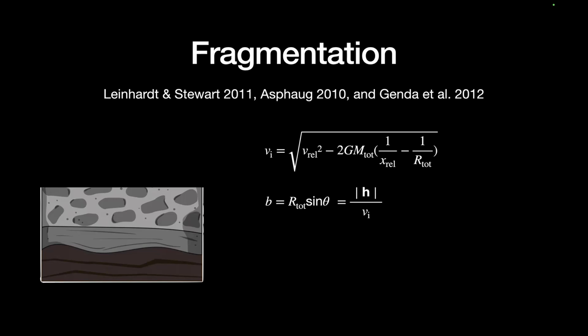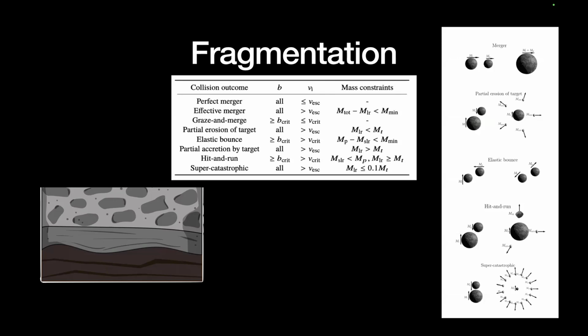I implemented this into a module for REBOUND such that when a collision happens, you calculate these two parameters first. This is the impact velocity and the impact parameter. And then once you have those two parameters calculated, you can refer to their scaling relations to see how a collision should be resolved. And so the various collision outcomes that the model permits are listed in this table here. And I'm showing a schematic of the collision outcomes just to the right.